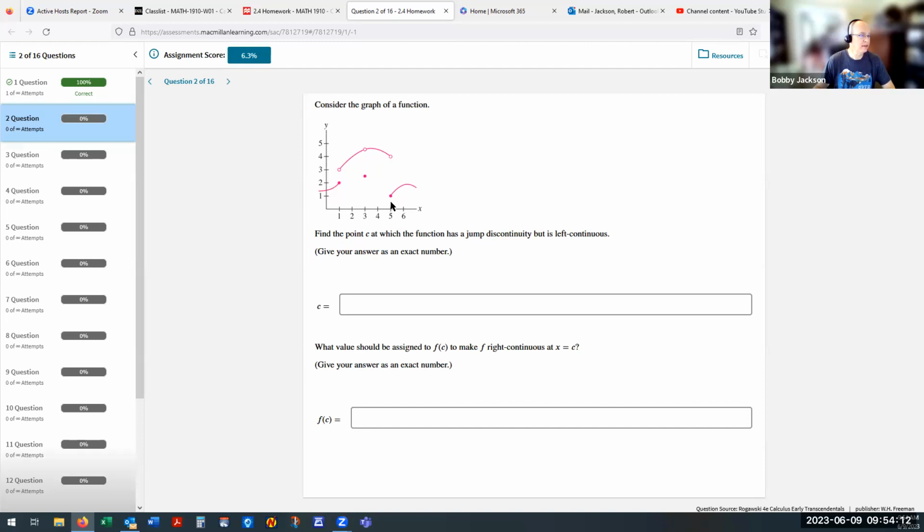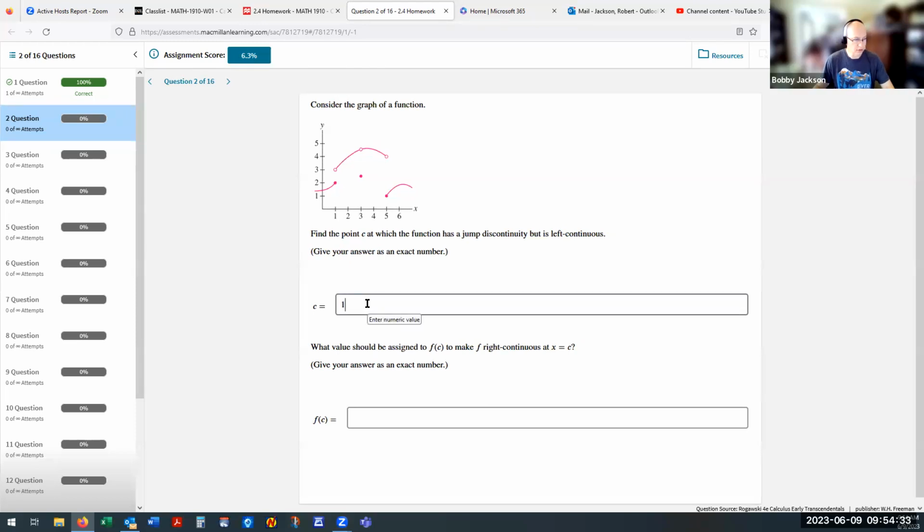At 5, f of 5 is equal to what looks like about 1 here, the height of this point, but the limit from the left, as we get closer and closer to 5 from the negative side, we're approaching this hole, which has a y coordinate 4, it looks like. So the limit from the left is 4, the value of the function is 5, so it's not left continuous at 5. So the value of C is going to be 1, right? Where C equals 1 is where we have jump discontinuity, but it is left continuous.